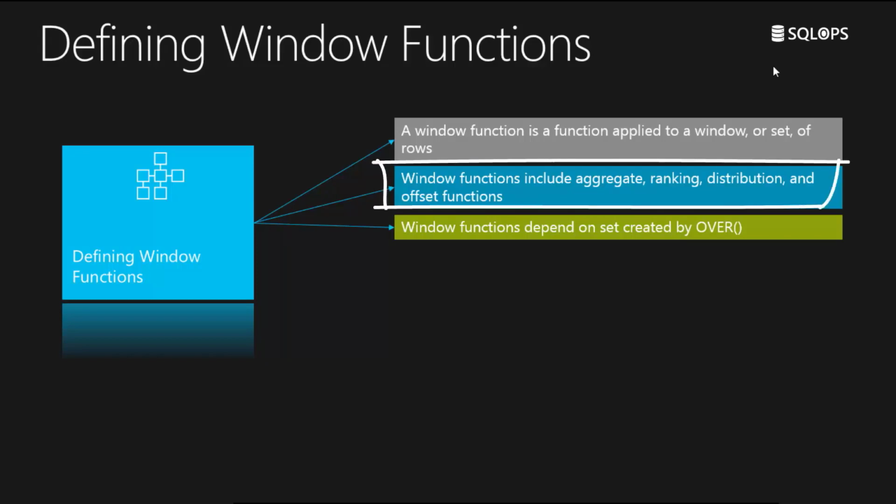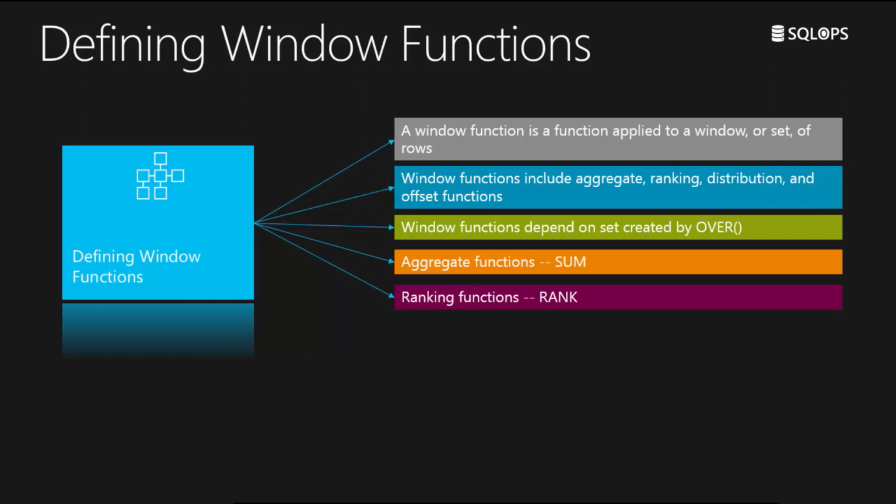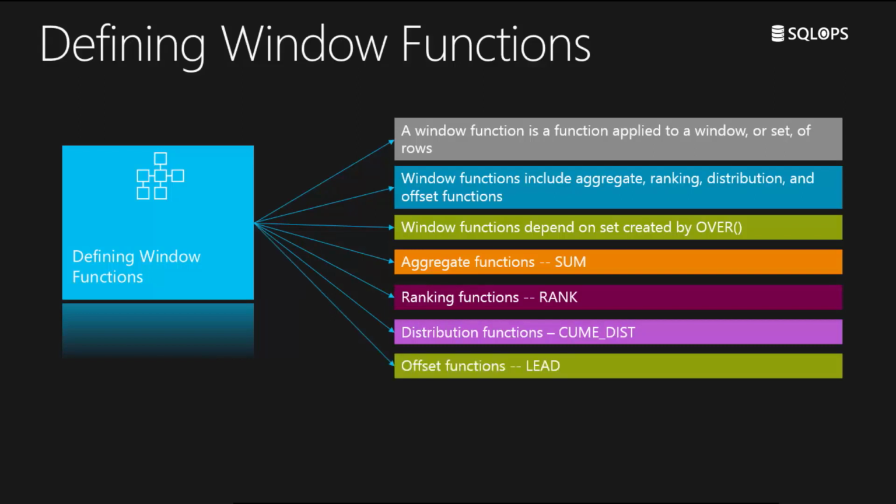SQL Server window functions can be categorized as aggregate, ranking, distribution, and offset functions. Aggregate functions such as sum operate on a window and return a single row. Ranking functions depend on a sort order and return a value representing the rank of a row with respect to other rows in the window. Distribution functions calculate the distribution of a value in a window of rows. Offset functions return values from other rows relative to the position of the current row.